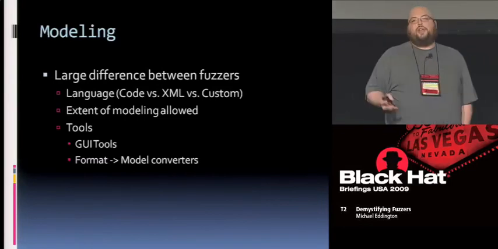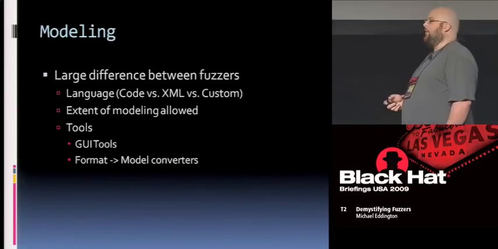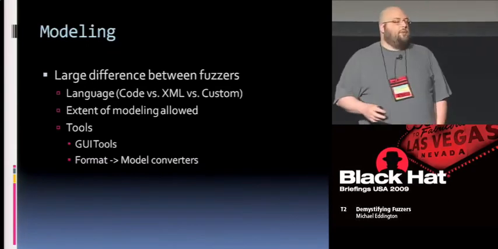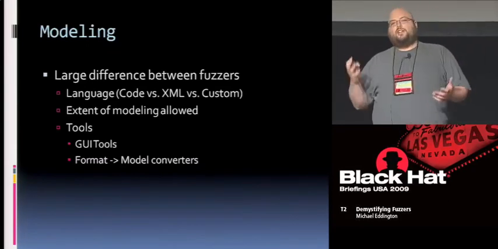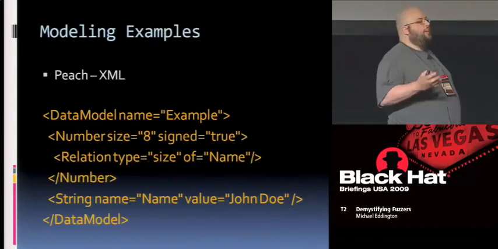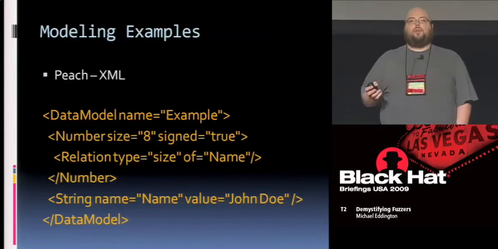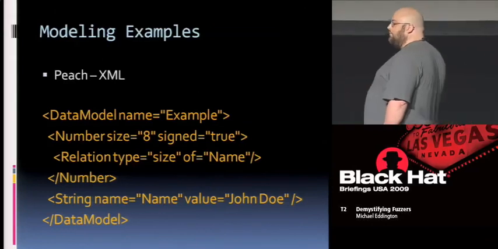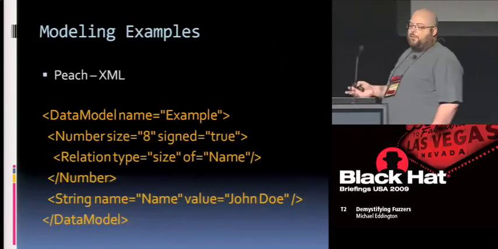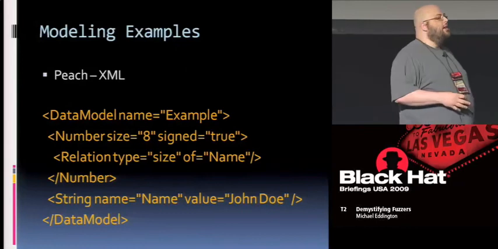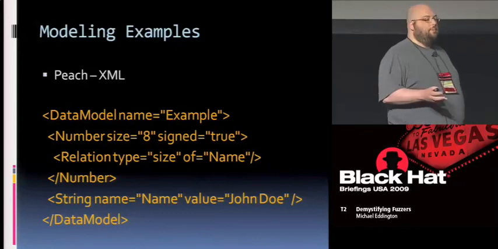Additionally, the language you write things in is wildly different. Some tools are in XML, some tools you actually write code, and some tools have some sort of made-up fantasy world definition language. An example of modeling in Peach, a very simplistic example just to give you an idea of what some things look like, is in XML. Essentially with this example, all I'm doing is setting up a number length field in a string and building a relationship between the two.